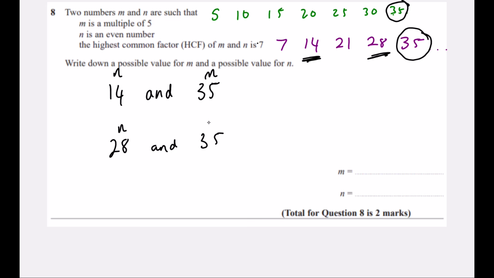So m is a multiple of 5, n is even, and their highest common factor is also 7. So either of those works, let's go with 35 and 14.